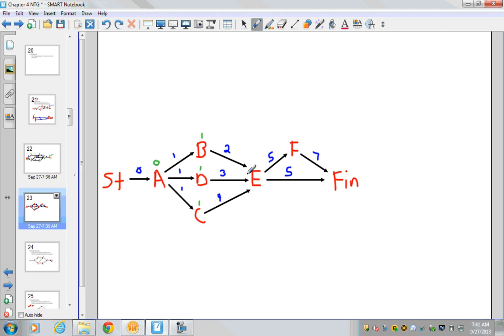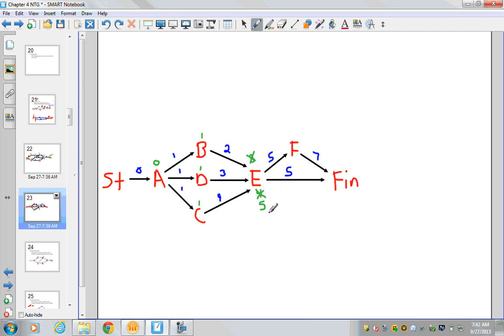Now remember, E actually has 3 arrows, so that means there's going to be 3 times that we're going to have to look at. B starts at the 1-minute mark. It takes 2 minutes. That is a possible 3. D takes 1 minute, takes 3 minutes for a total of 4. C is 1 minute, takes 4 minutes to do task C, or 5. Which one are we going to take? 3, 4, and 5? The answer will be 5 because it's the largest one. We always take the largest one.